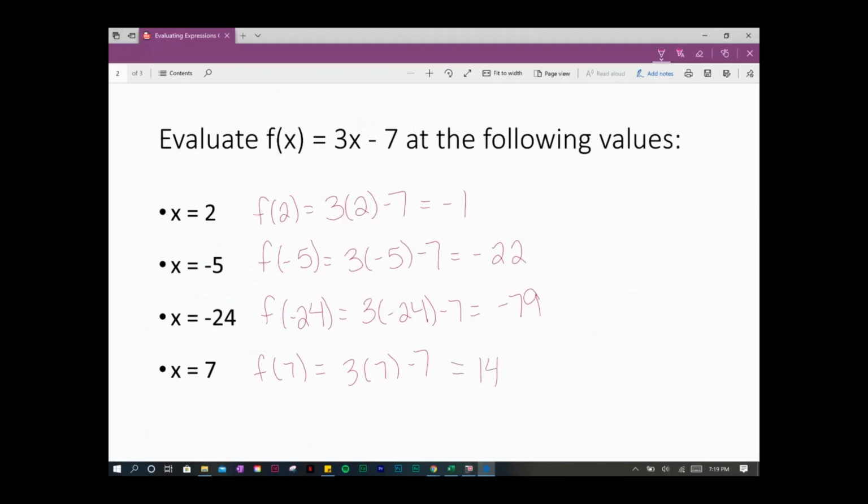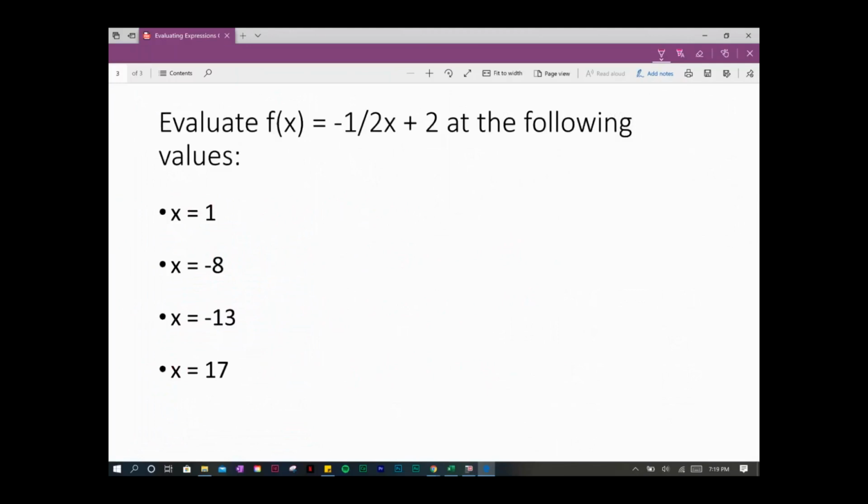Let's do a few more examples. So this time we have f of x equals negative 1/2 x plus 2. So we're going to evaluate it at x equals 1. So f of 1 equals negative 1/2 times 1 plus 2.